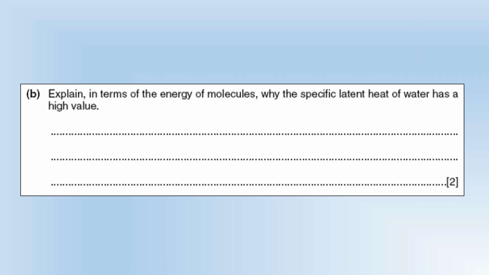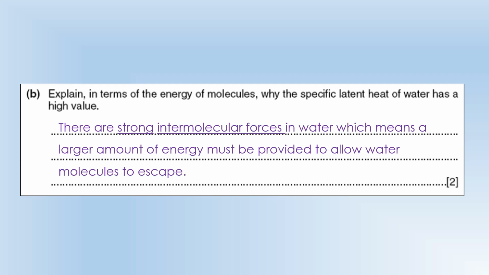Explain in terms of the energy of the molecules why specific latent heat of water has a high value. So there are strong intermolecular forces in water. Every molecule is bound to every other molecule by a very strong force. So if you're going to allow those molecules to escape, you have to give them a large amount of energy, so their potential energy increases enough that they actually can escape. This is fundamentally why you have to supply a large amount of energy.